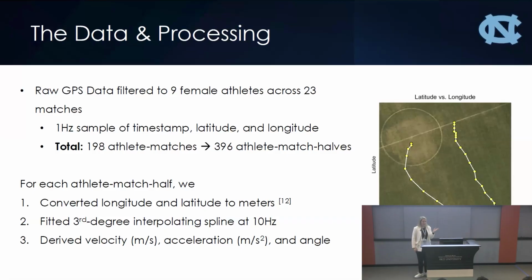For each of these, we took the raw data, converted longitude and latitude to meters, and then fit a 3rd degree interpolating spline, basically drawing a line through these points. If we think back to our calculus, we can take derivatives: the first derivative gives you velocity, and the second derivative gives you acceleration. Then you can calculate the angle of movement by looking at the difference between the velocity vector and the acceleration vector. Very basic calculus and physics, but it gets us information we may not have from the raw GPS data, and it was fit at 10 points per second, so we're getting a little more granular with that movement.